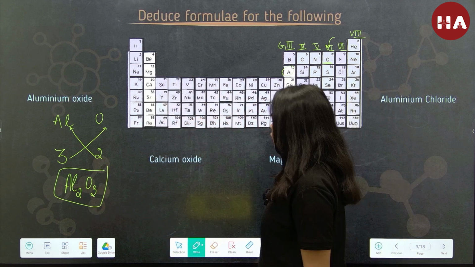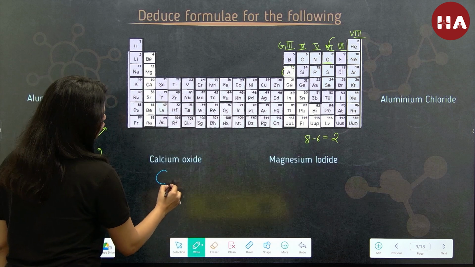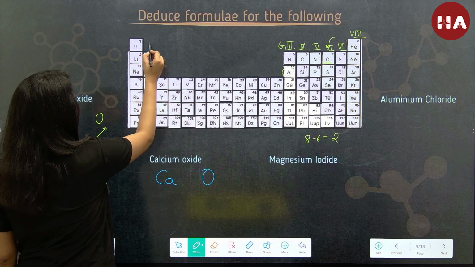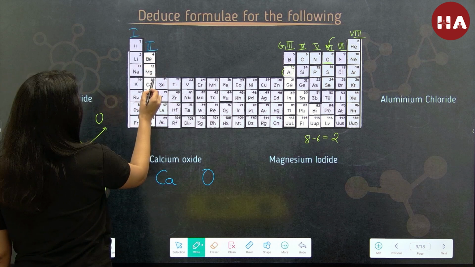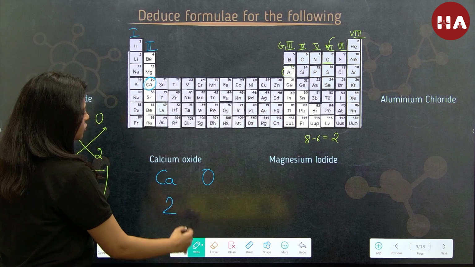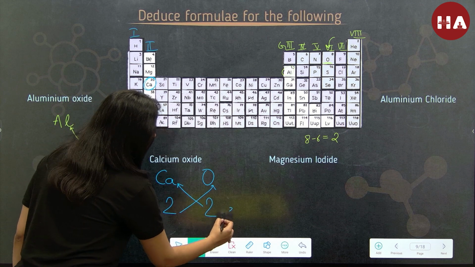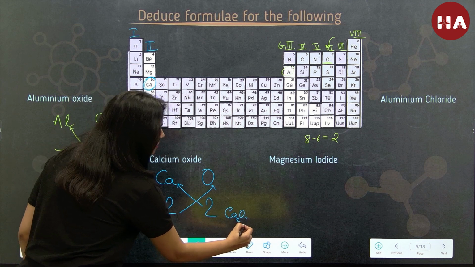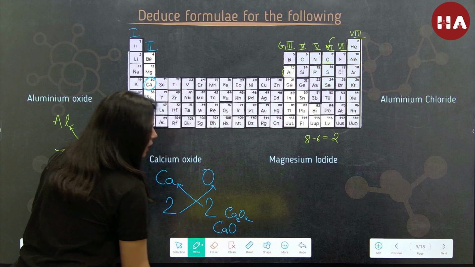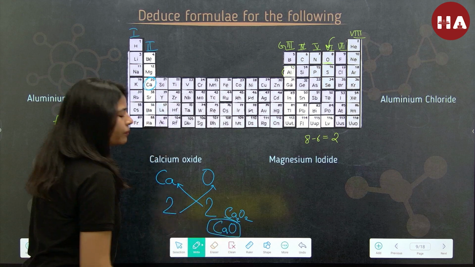Next, let's move on to calcium oxide. In this, two elements, calcium and oxygen, are present. Calcium lies in group 2, so its valency is 2. What about oxygen? Oxygen is repeated, so I can say this is also 2. I will simply crisscross and I will get Ca2O2. But I can simplify this, right? So the correct formula becomes CaO. The correct formula for calcium oxide is CaO.